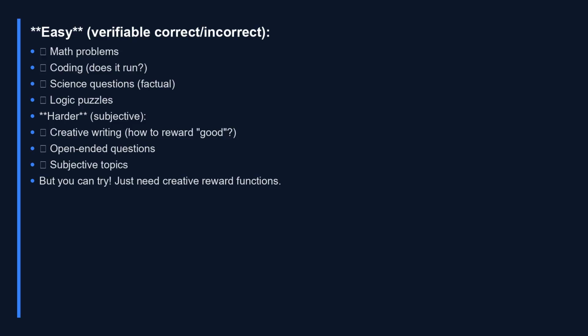The domains where GRPO works best are ones with clear, verifiable correctness. Math problems, coding tasks where you can execute the output, factual science questions, logic puzzles. The harder cases are subjective domains, creative writing, open-ended questions, topics where good is genuinely in the eye of the beholder. But even there, creative reward functions can make progress. If you can define what you're optimizing for, GRPO gives you a path to get there.